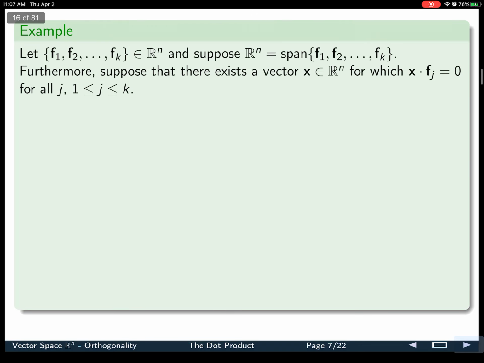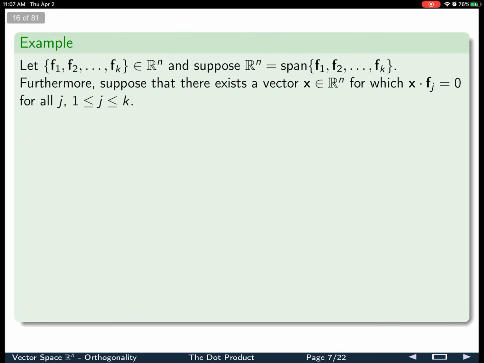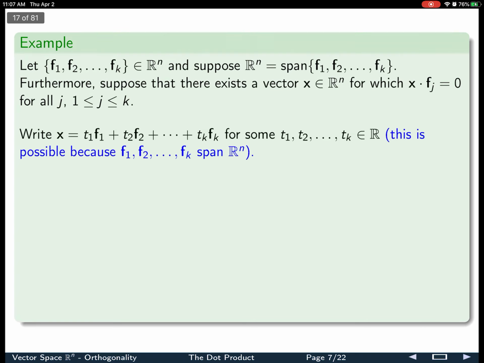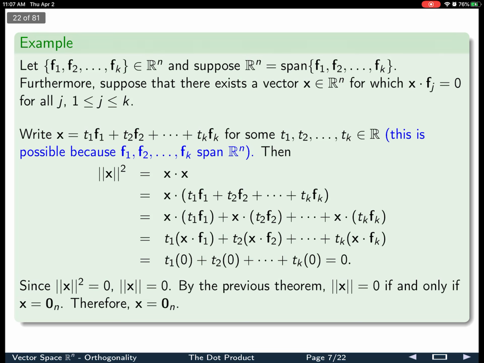All right, here we have a set of vectors, f1 through fk, and these vectors span an n-dimensional space. So we know that we have at least n vectors in this set. Furthermore, suppose there exists a vector x in Rn that is orthogonal to all of these vectors. This seems impossible unless the vector is the zero vector, which I think ends up being the case here.